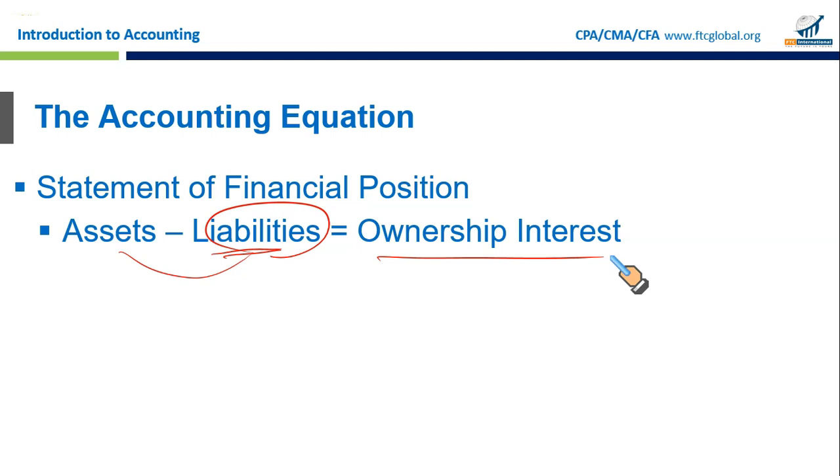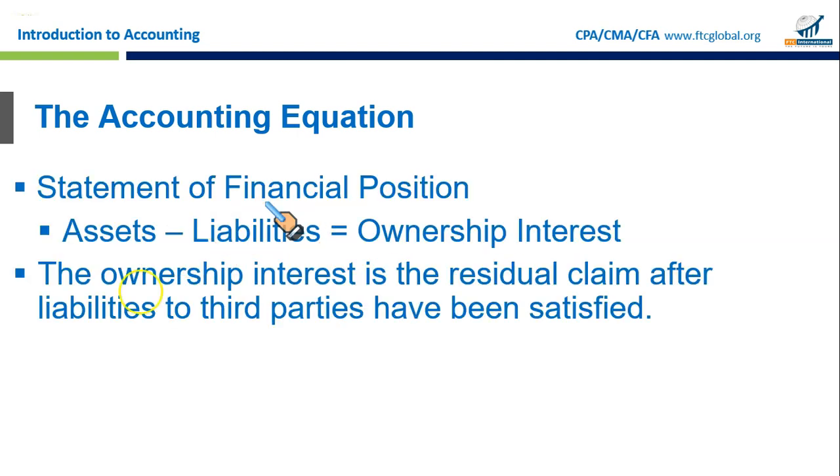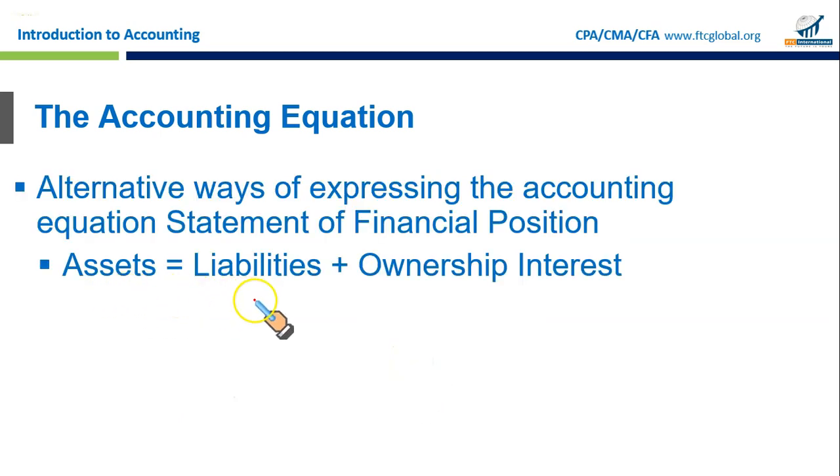So these points are foundational for understanding how financial statements are constructed and how they reflect the financial status of a business. So there are many alternative ways of expressing the accounting equation. What we saw here, assets minus liabilities is equal to ownership interest. So we can rewrite it as assets is equal to liabilities plus owner interest or owner equity. That's what is done here. Assets is equal to liabilities plus ownership interest. Or you can make ownership interest the subject. You can just work around the equation and make whatever you want out of it.